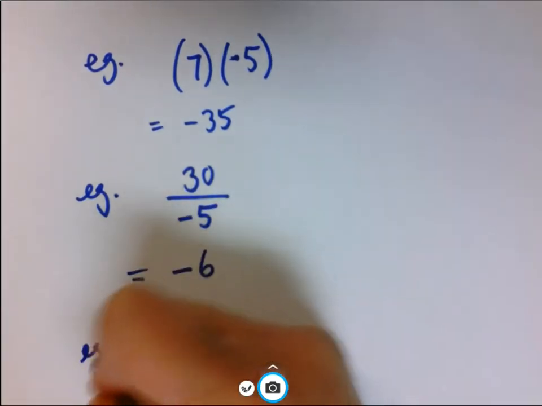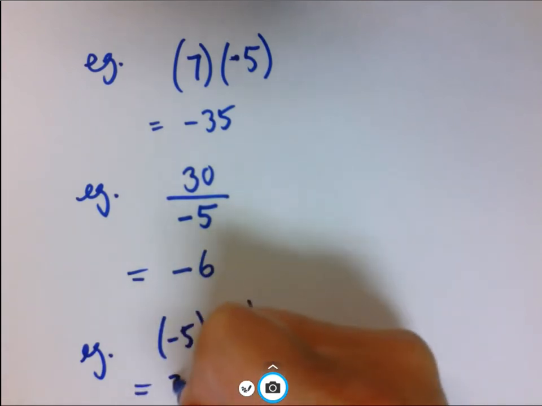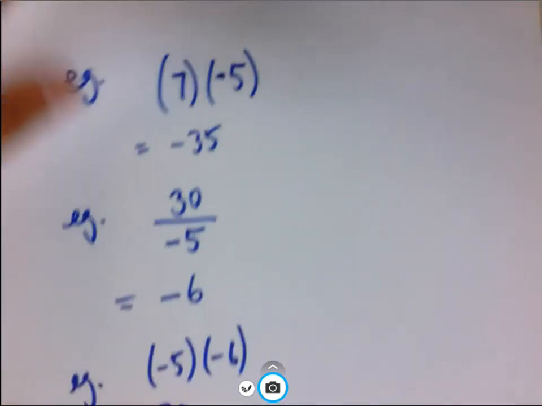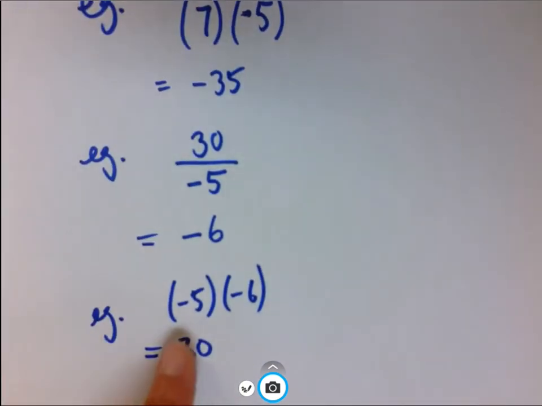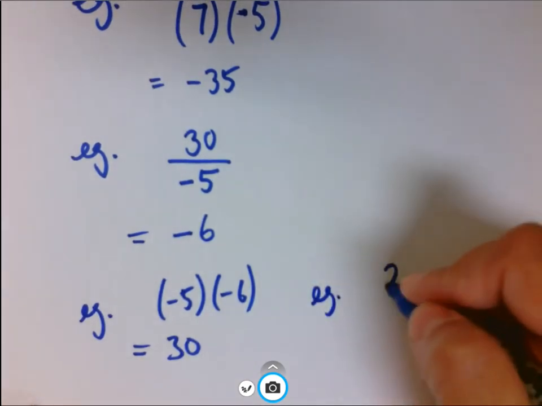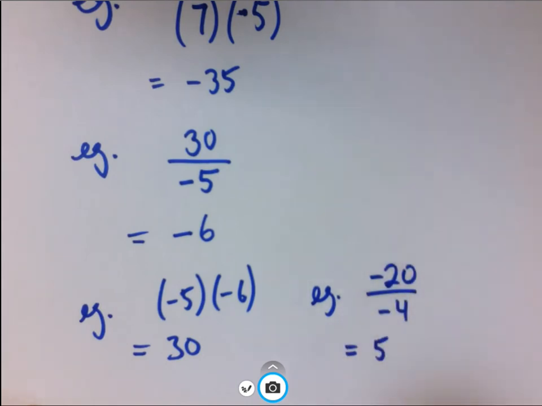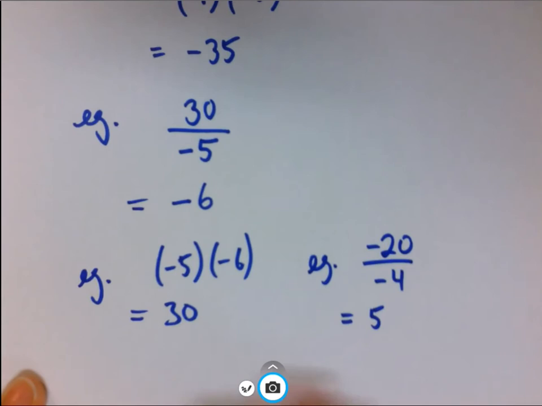So let's do another multiplication. -5 times -6 is +30. All right, so this is your negative times a negative is a positive, and it works with division also. So -20 divided by -4 is a +5. Okay, but remember this rule is only multiplication and division.